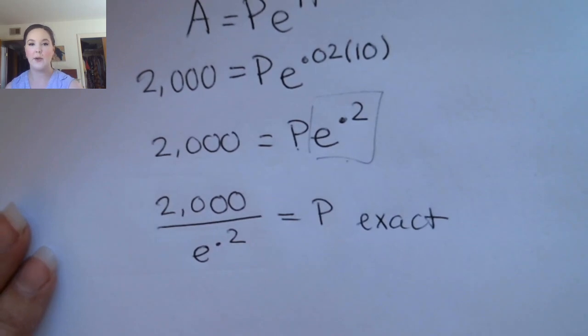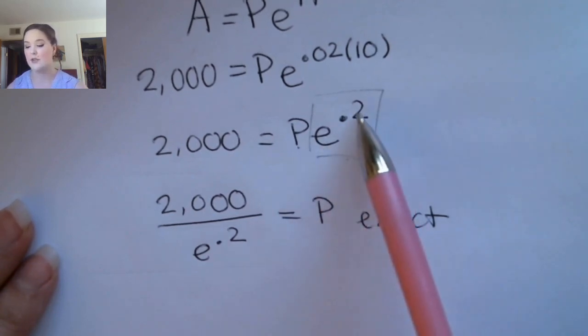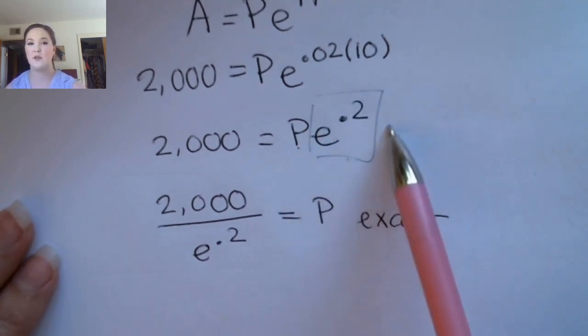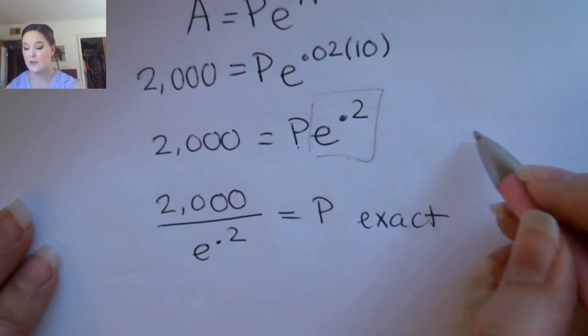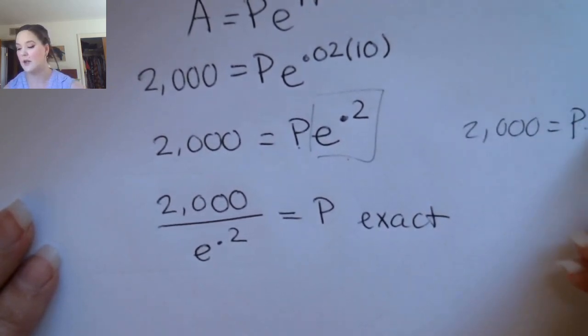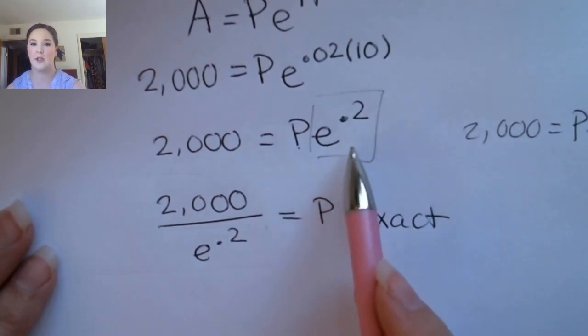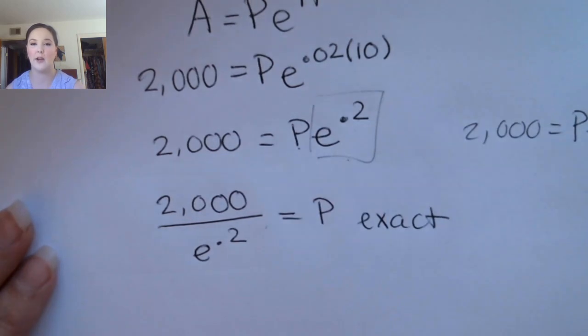Okay, now I wanted to do this problem because a lot of times people assume that all of these problems, you're going to have to use the log because you have an exponent. But this is a numerical value. Like, for example, if you had 2,000 equals p times 2, you would just divide both sides by 2. And that's basically what we're doing here. We're just dividing this number away.